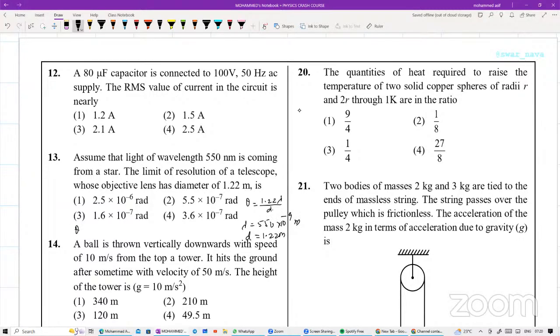So theta will be equal to 1.22 into lambda. Lambda is your 550 into 10 to the power of minus 9 divided by your d. D कितना दे रखा, diameter 1.22. So that will be giving me the answer. And उसको simplify कर लीजिए, that will give me the answer.